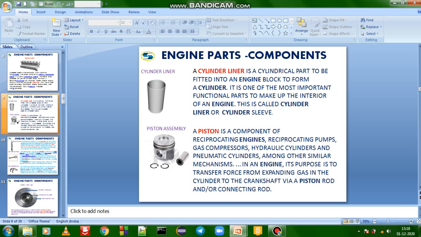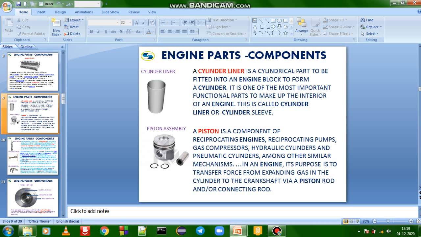Next, the separate parts. Number one is the cylinder liner. A cylinder liner is a cylindrical part to be fitted into an engine block to form a cylinder. It is one of the most important functional parts that make up the interior of an engine. This is called a cylinder liner or cylinder sleeve.